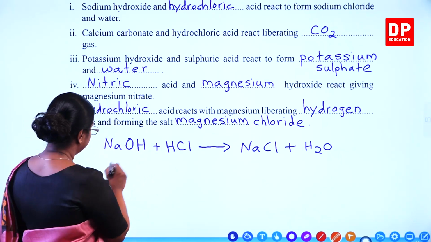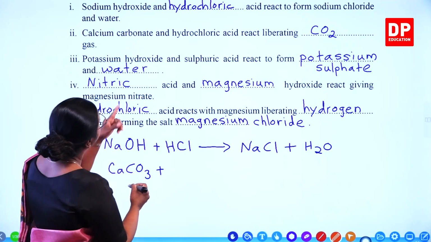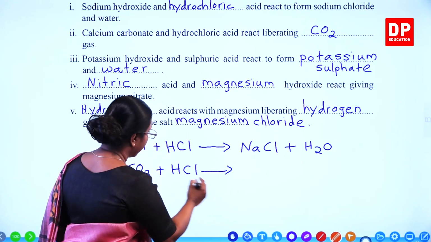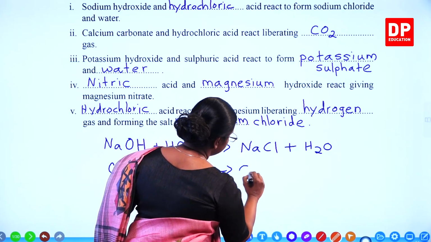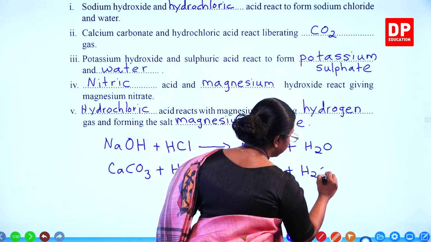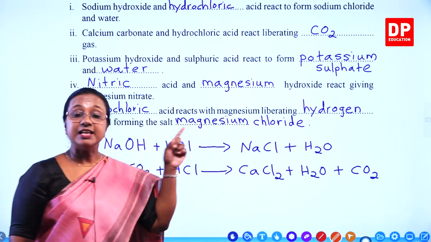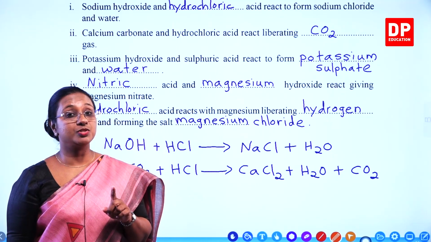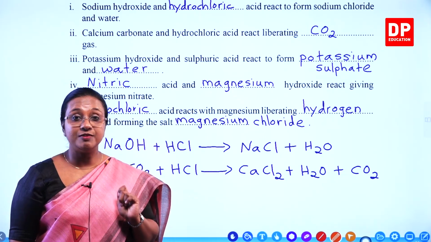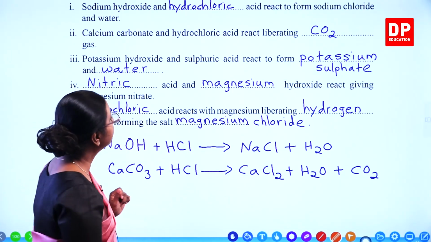Then the next one, you can see calcium carbonate and hydrochloric acid. When they react, you know the reaction: calcium chloride plus water plus CO2 gas. So that is something you all should remember also. Acids react with carbonates and bicarbonates to evolve carbon dioxide. So from this also you can find the gas.